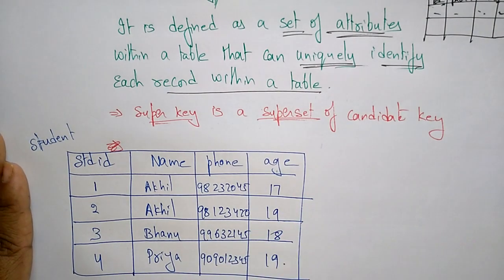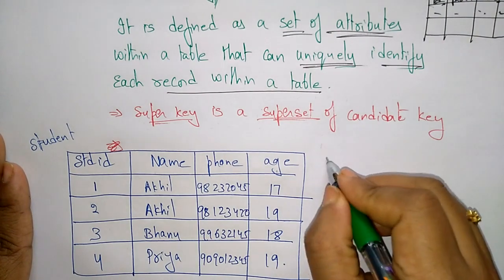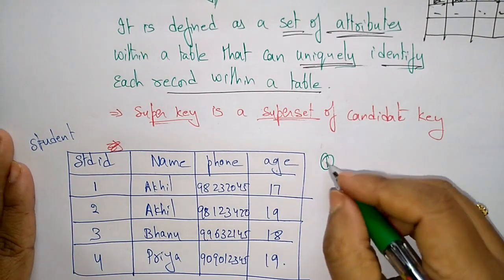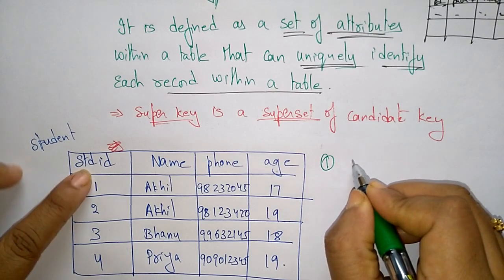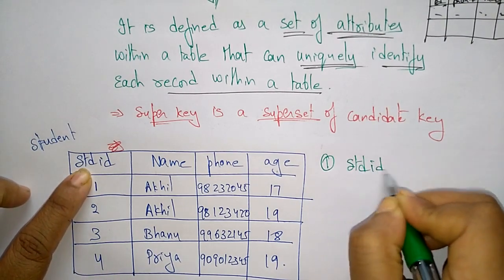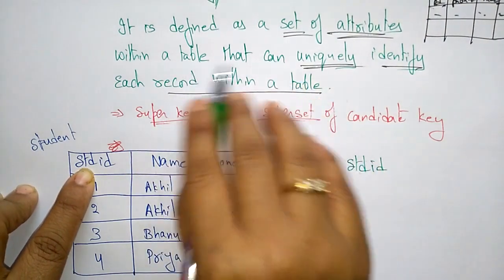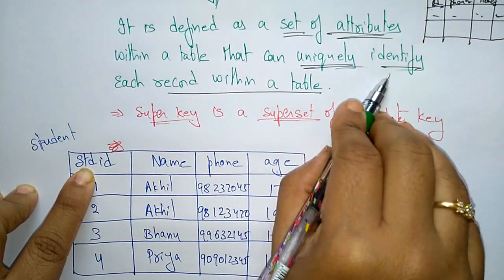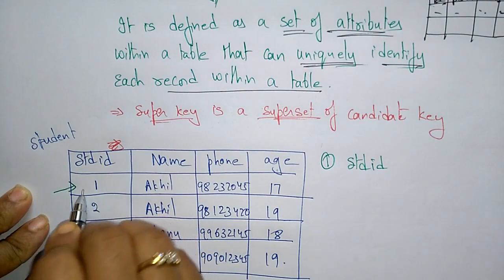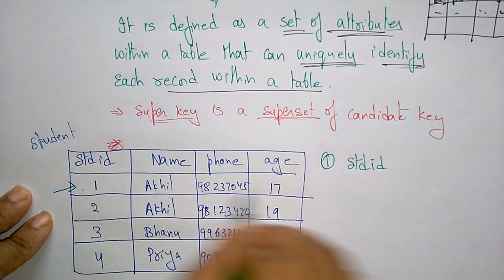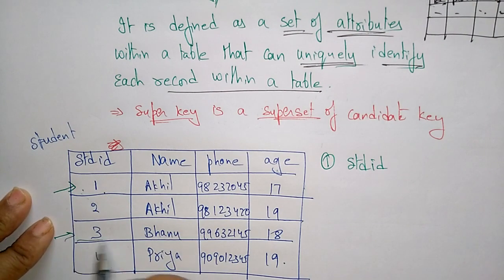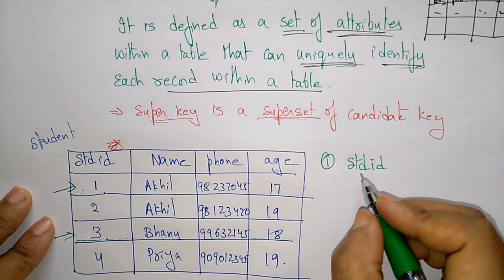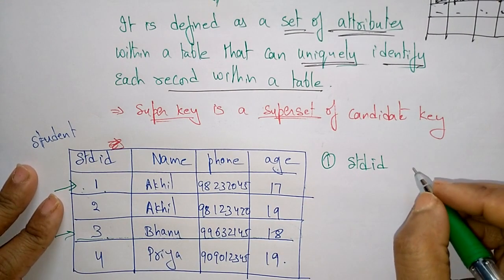So here a super key would include student ID. So what I said, attributes within a table that can uniquely identify each record. With the help of 1, I can identify this complete Akhil record, who is holding the roll number 1. And with the help of this 3, I can identify the Bhanu record, who is holding the roll number 3. So here the student ID is unique.